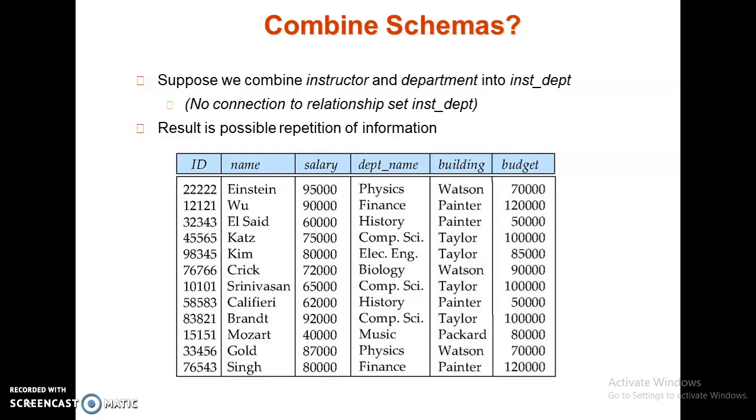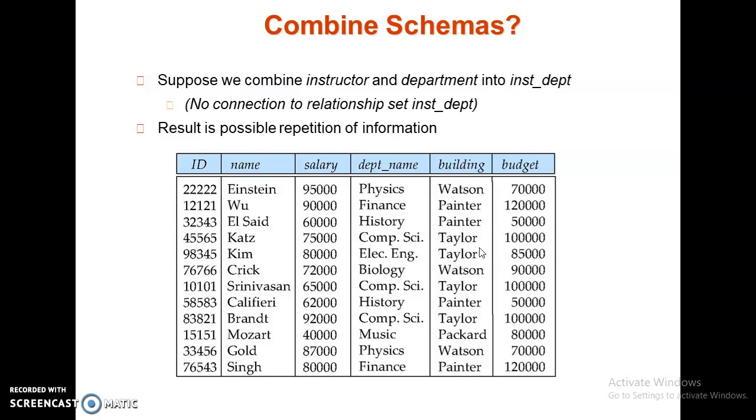And in order to avoid this redundancy, in order to refine the schemas by eliminating this redundancy, we have to rely on the normalization concept. What is this normalization? Normalization is the process of decomposing the big relations into smaller relations.